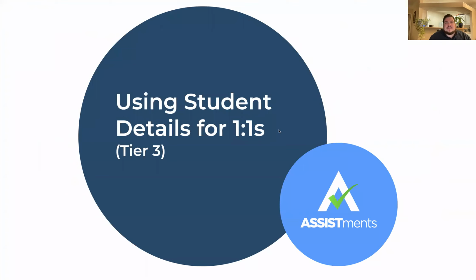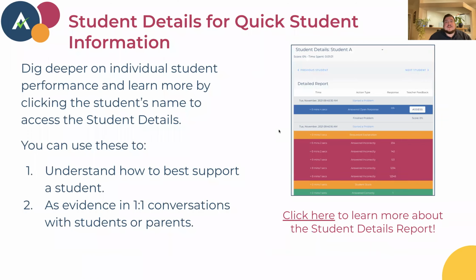The last one is a student details report. Sometimes teachers might not realize this exists, but it's really handy if you want to get a play-by-play of how students are doing. Let's say you need to have a one-on-one conversation with a student, do some reteaching, or address classroom norms around how they're actually participating in the assignment. Like, are they making their best effort? You can use this details report to see how to best support the student, and also as direct evidence in those conversations.